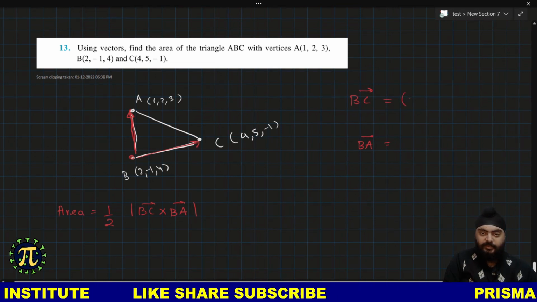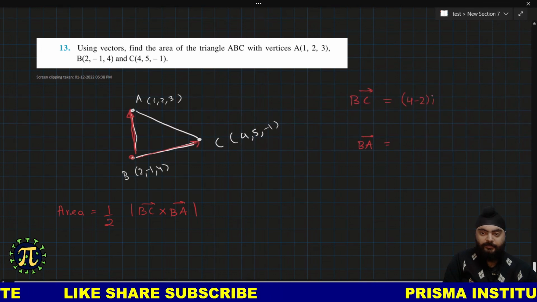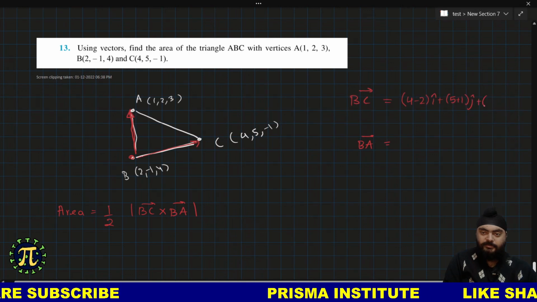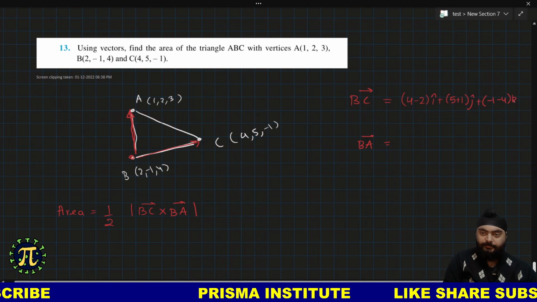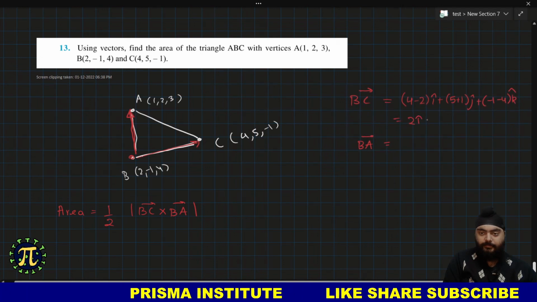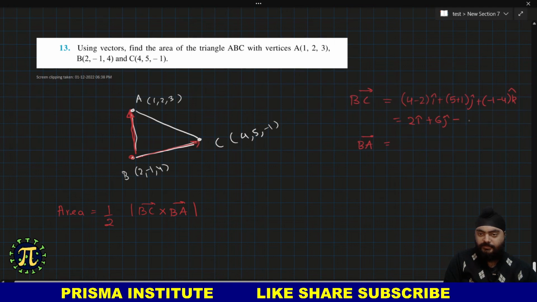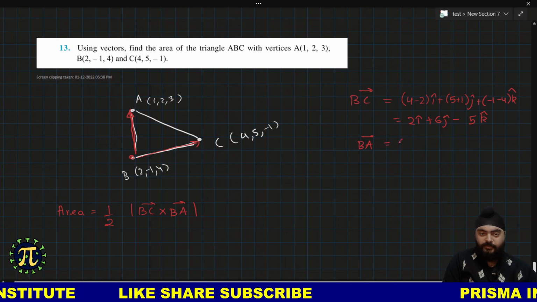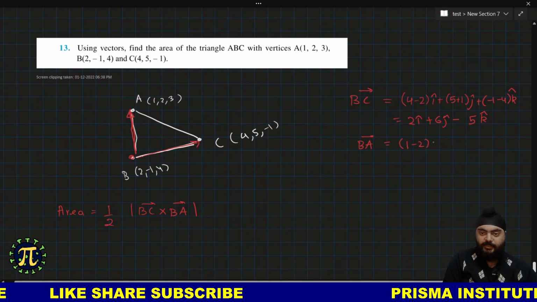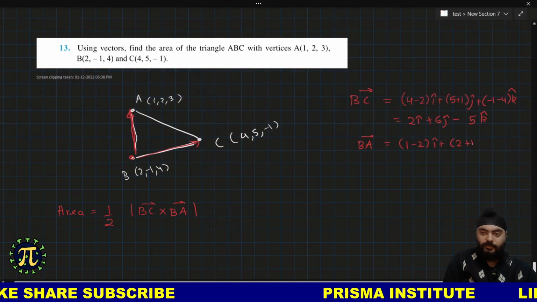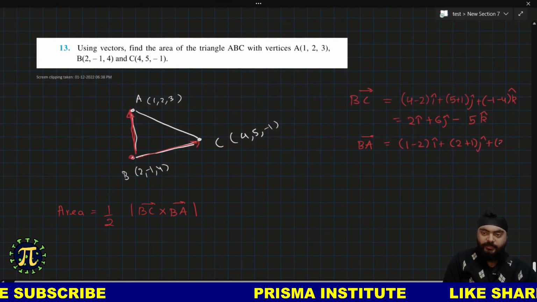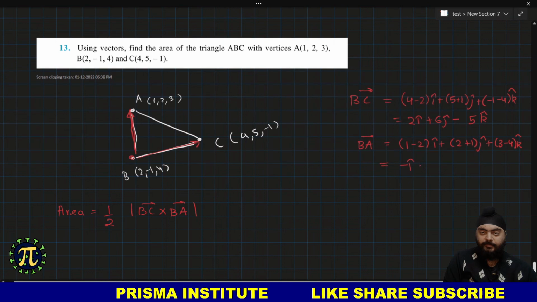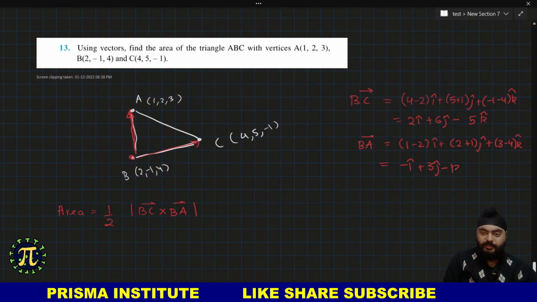फाइनल माइनस इनिशियल लिख के. So 4 minus 2 i cap plus 5 plus 1 j cap plus minus 1 minus 4 k cap, 2 i cap plus 6 j cap minus 5 k cap. BA vector, B to A. So final point is A. So 1 minus 2 i cap, 2 plus 1 j cap, and 3 minus 4 k cap, which simplifies to minus i cap plus 3 j cap minus k cap.